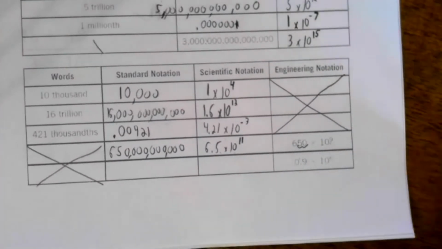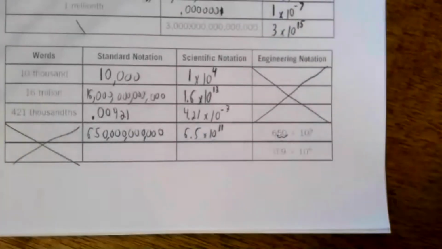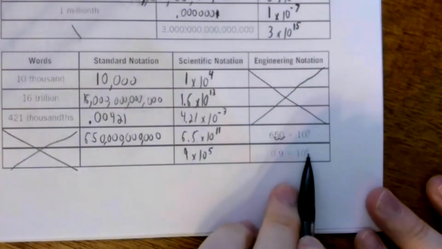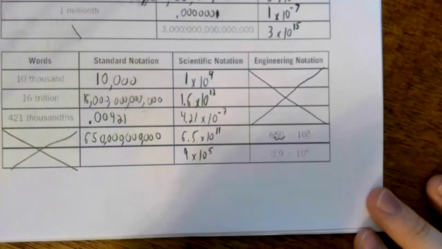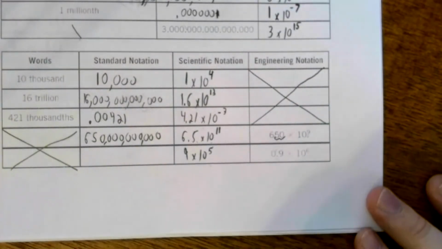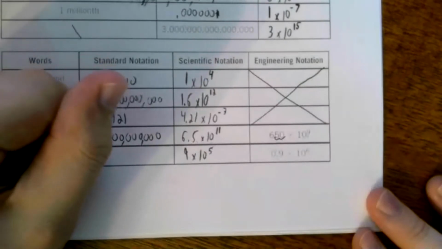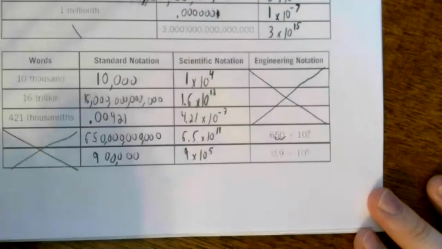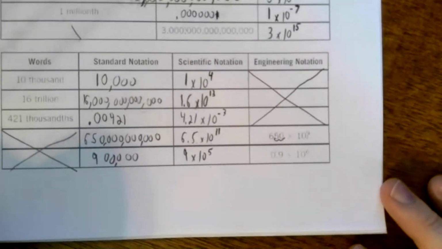Okay. All right, so what about the last one? How can I change that into scientific notation? 9 times 10 to the 5th. Yep. So I made this one bigger by 1, so this has to get smaller by 1. And then to change it into standard notation, we just have to add 5 zeros, right? So 9 and then 5 zeros. So we end up with 900,000.